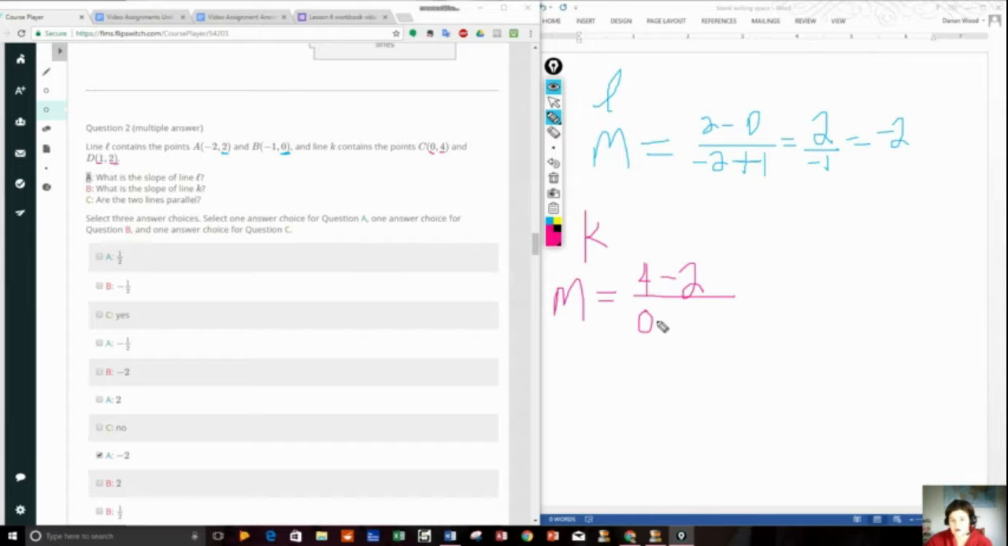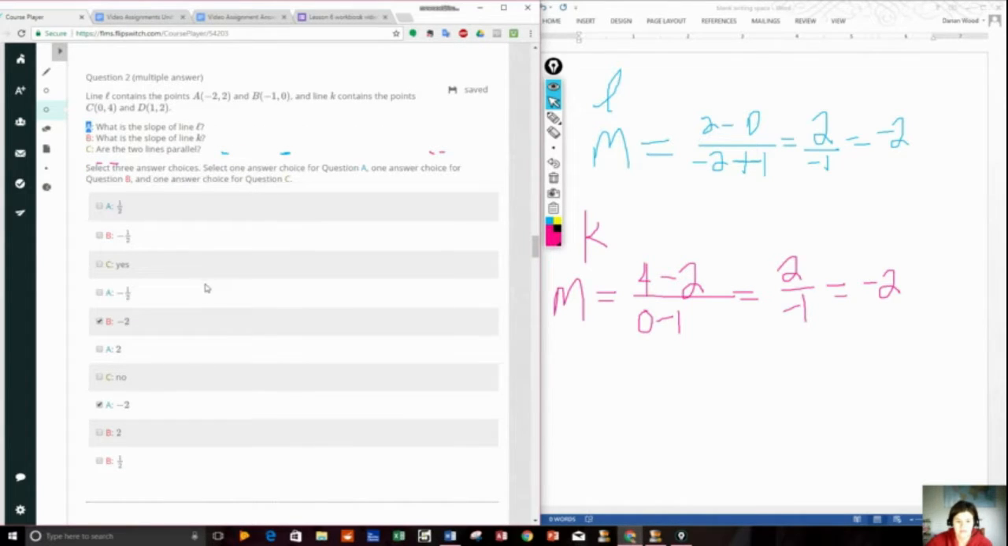So 0 minus 1, that's going to equal 4 minus 2 is 2, 0 minus 1 is negative 1, and 2 divided by negative 1 is negative 2. So again, I'm looking for B of negative 2, and it is right there. And then C, are the 2 lines parallel? Yes, because they have the same slope.